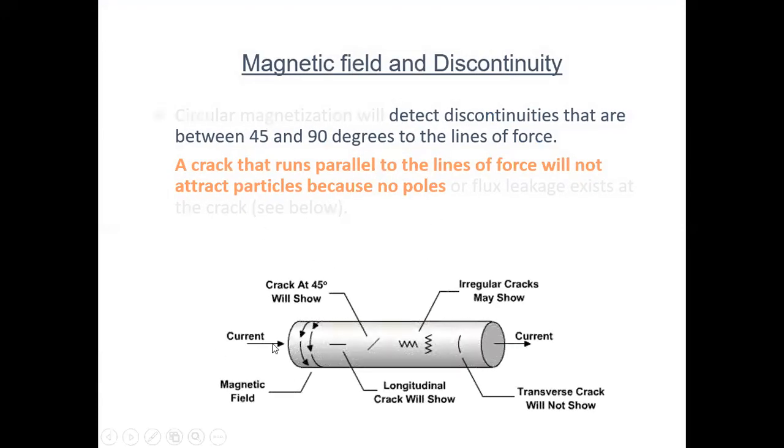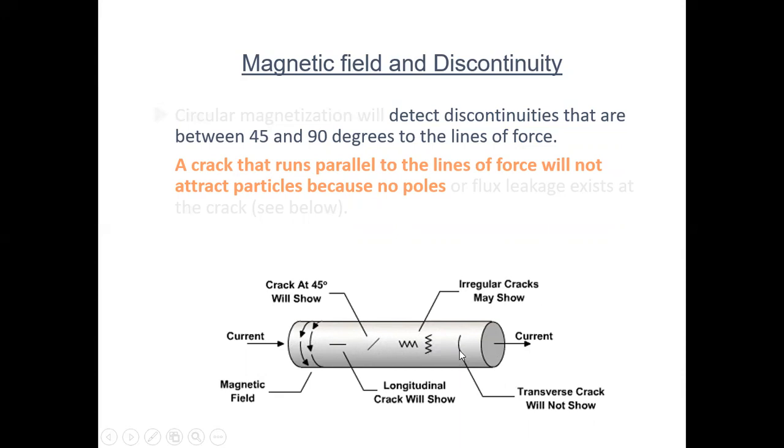Now see, this is the example. Here we are sending current longitudinally, which means the magnetic field is circular. So this crack we can detect because it is perpendicular to the circular magnetic field. This we can detect because of 45 degrees. This also is 45 degrees, we can detect. This also is 45 degrees, we can detect.